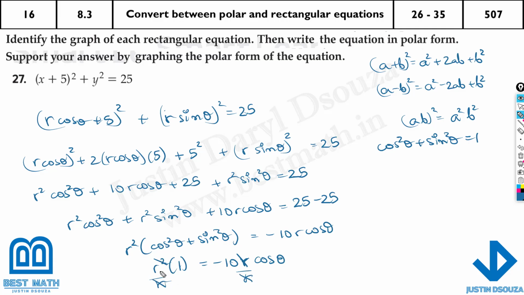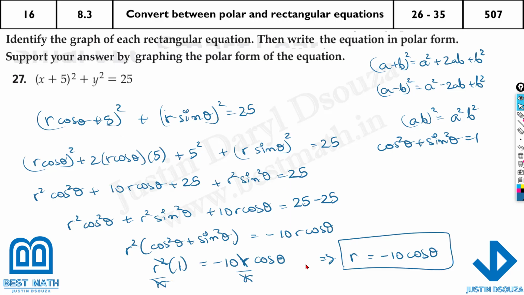That cancels this and the power goes. Because there are two r's here, one is gone. So you're remaining with only r multiplied by 1, which is r equals minus 10 cosine theta. This is the final answer. You can't simplify further because we got r on one side and everything else on the other side. So that is how we solve it.